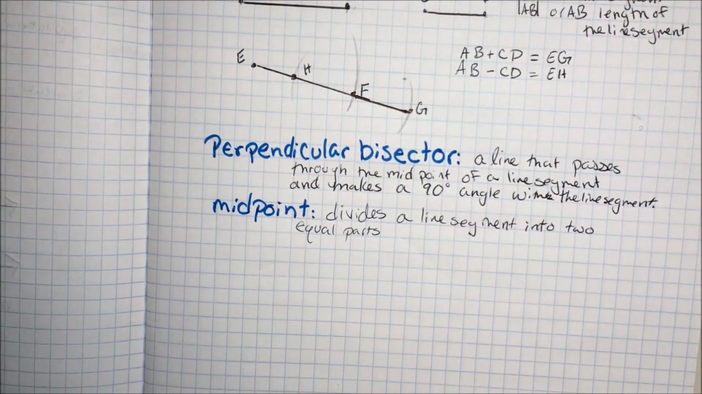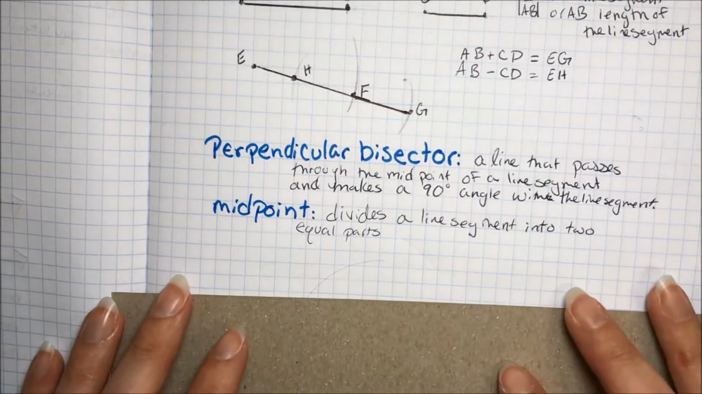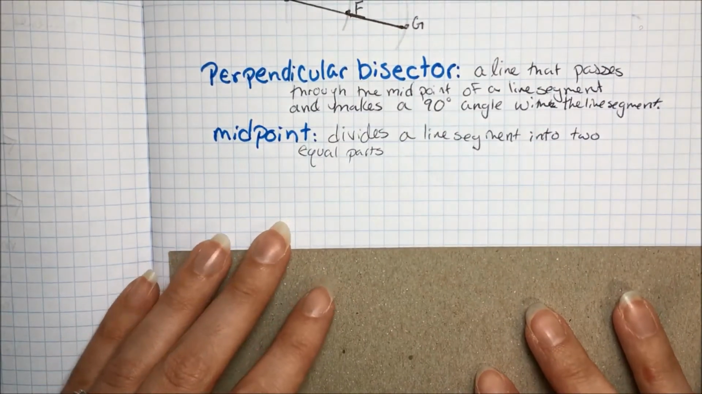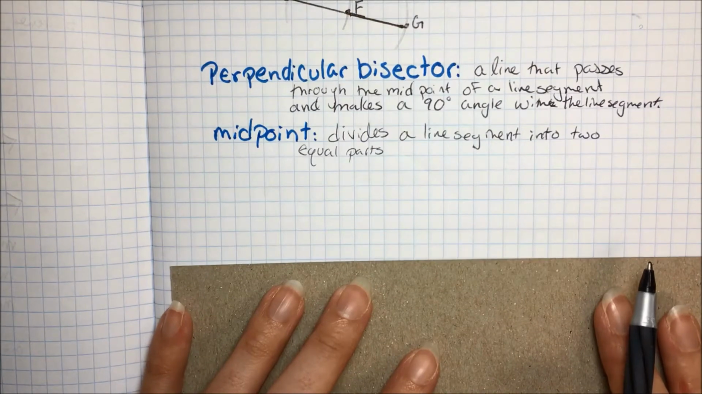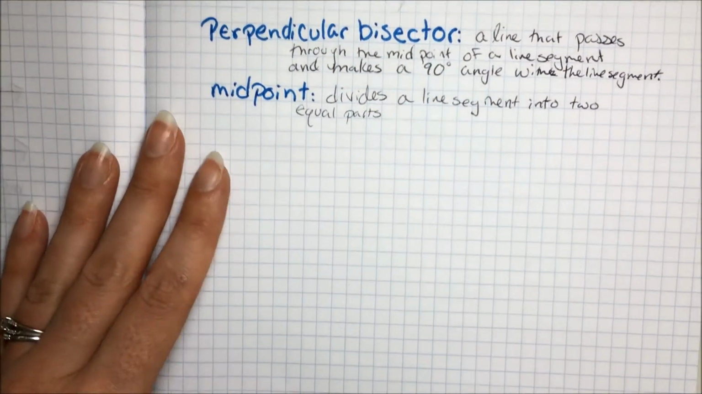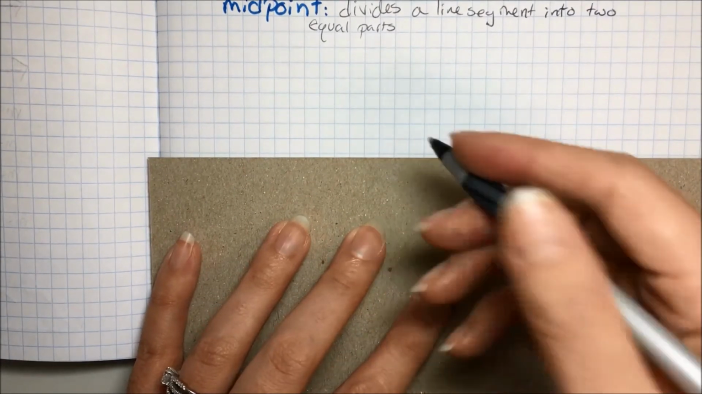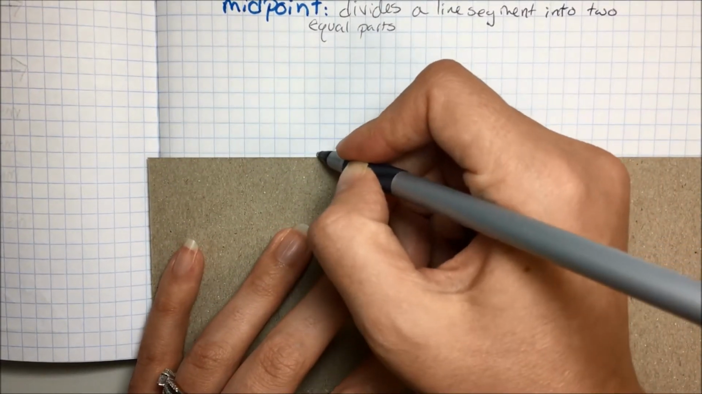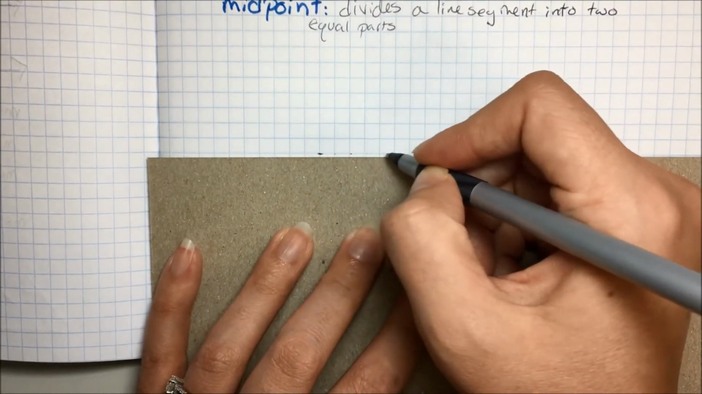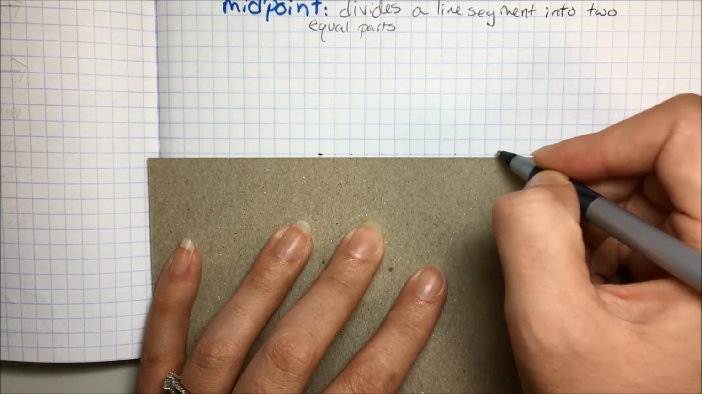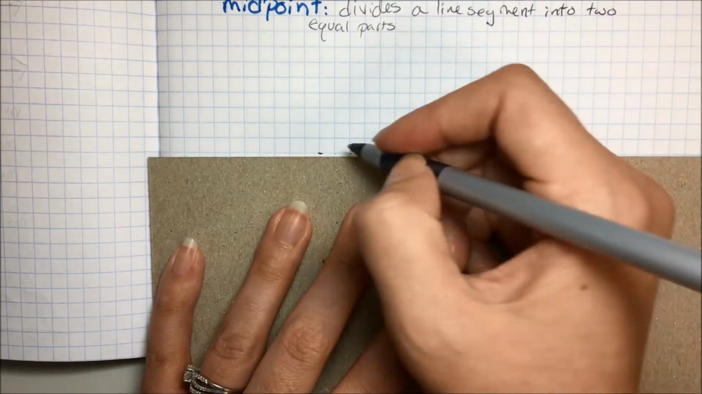So I'm going to start by making a line segment. I'm going to make it kind of large, about halfway down my paper. I'm going to make it about 13 boxes. 1, 2, 3, 4, 5, 6, 7, 9, 10, 11, 12, 13. 13 boxes is what I'm going to make it.